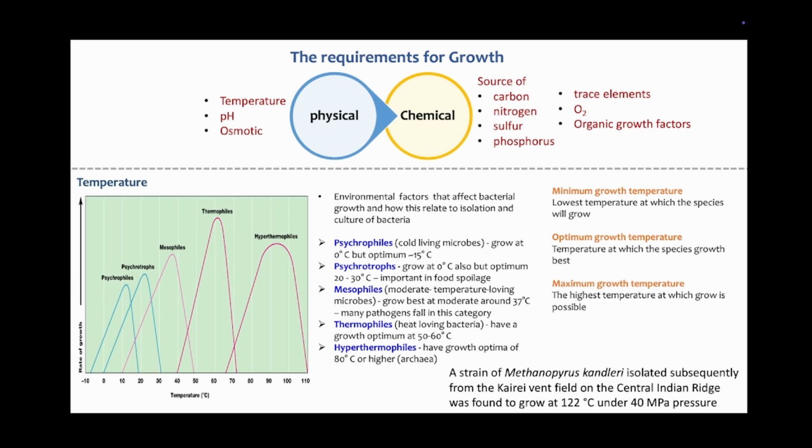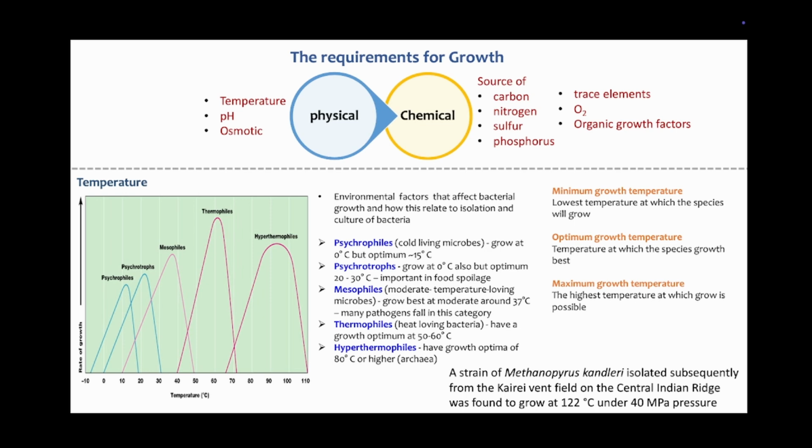Next, we have thermophiles, the heat-loving bacteria, growth temperature optimum at 50 to 60 degrees Celsius. Where do we get this kind of bacteria, 50 to 60 degrees Celsius? We can get them from hot springs. Okay, hot springs. They thrive in hot springs.